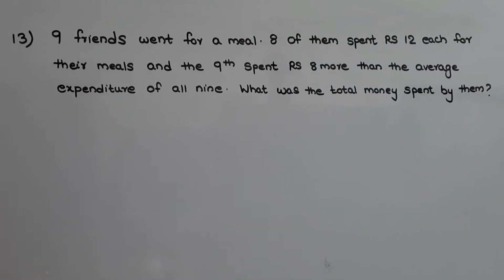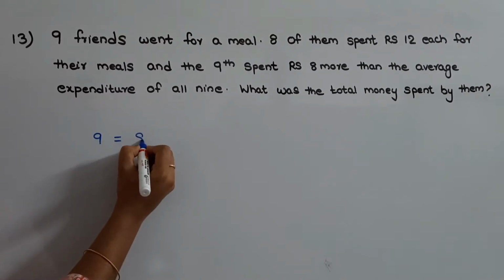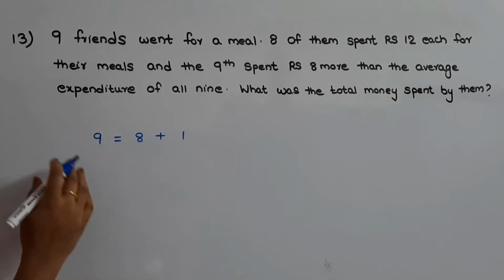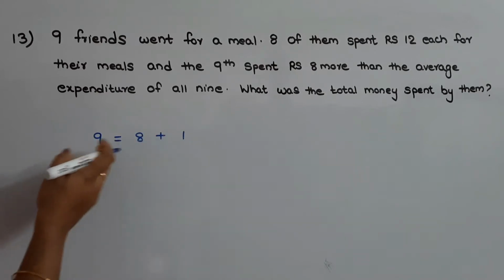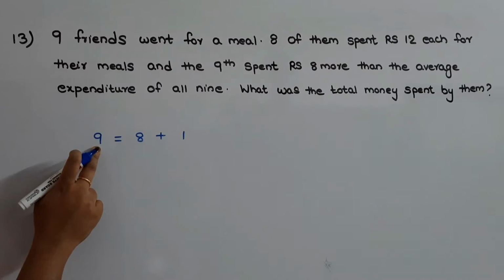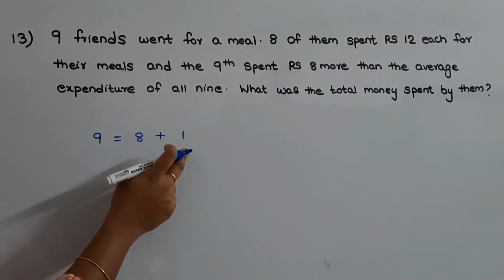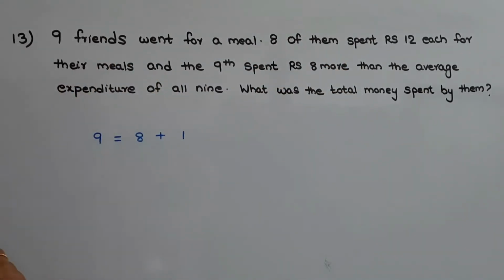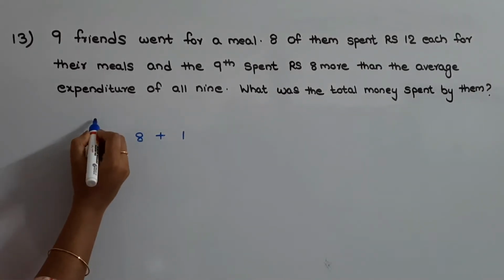So the total number of members is 9. That is equal to 8 plus the 9th person, that is 1. So this is the first step. Now let us write down the average money spent by the number of members. The average money spent by 9 members is not given, but they have given the money spent by the 9th person as 8 more than the average of all 9 persons. So let us take the average money spent by all 9 persons as x.